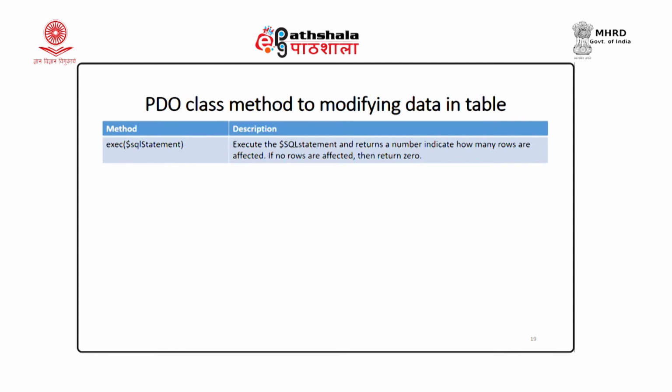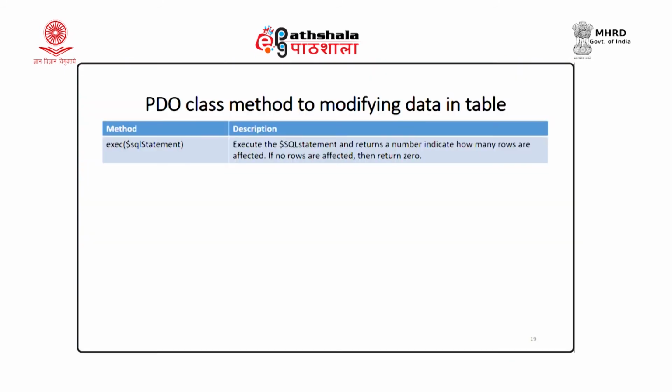Now the PDO class also has a method for modifying data in a table. So if you want to insert, update or delete something, you can use that method. The method name is exec. It takes an SQL statement and executes the SQL statement you pass, and it returns the number of rows that were affected. If no rows are affected, it will return 0. So in short, if you want to insert, update or delete, you can use the exec method.